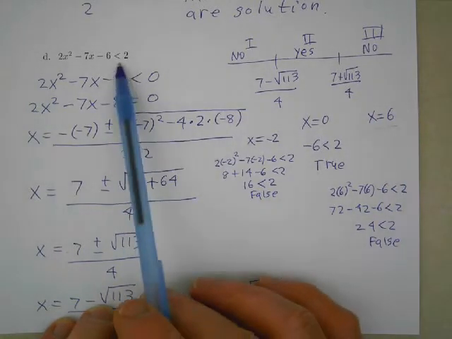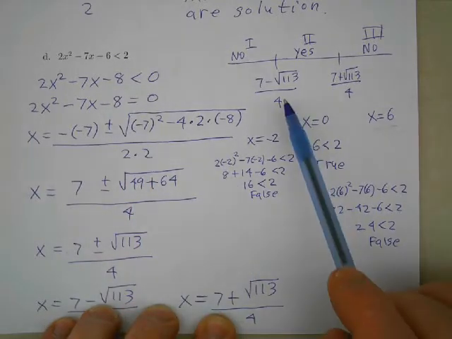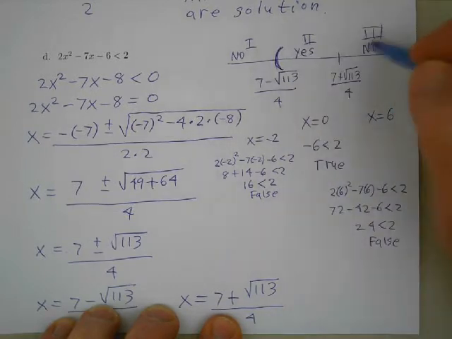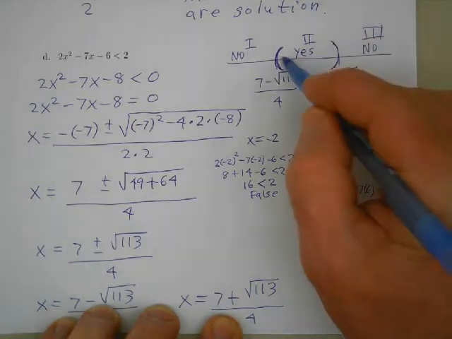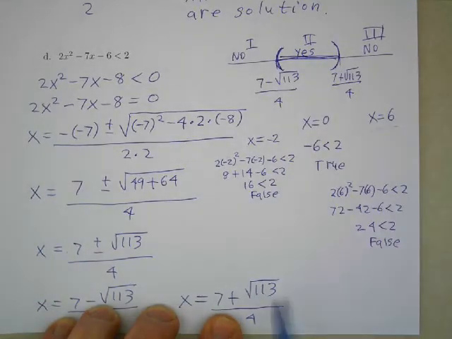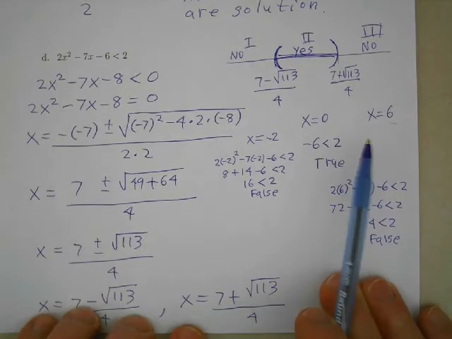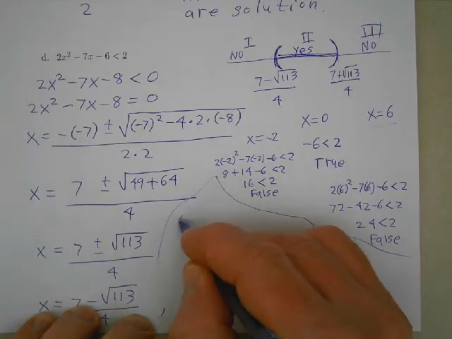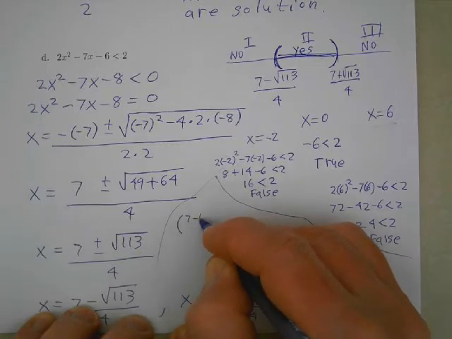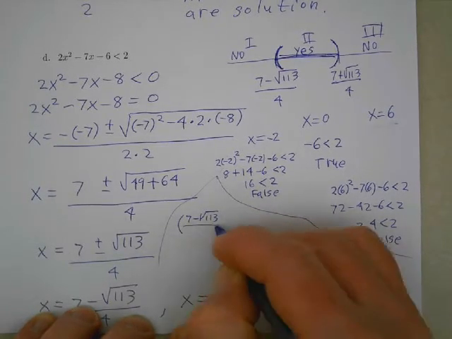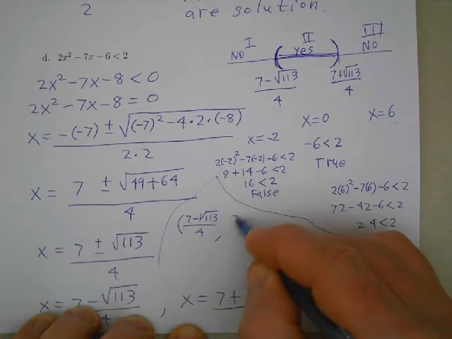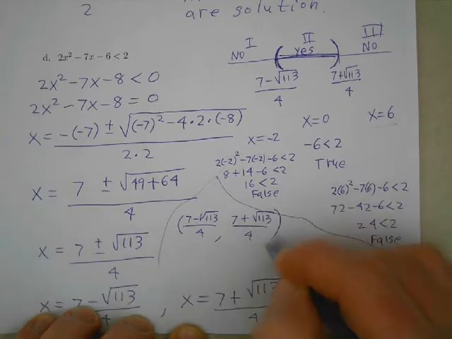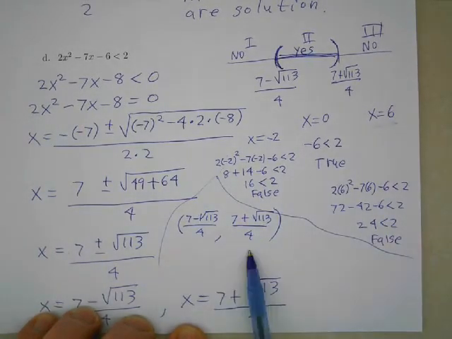Since the inequality is strictly less than, we exclude the endpoints. So graphically, we put a parenthesis at each of the endpoints, and then shade everything in between. Okay, so the interval notation for the solution set is parenthesis 7 minus the square root of 113 over 4, comma 7 plus the square root of 113 over 4, parenthesis. This is the interval notation.